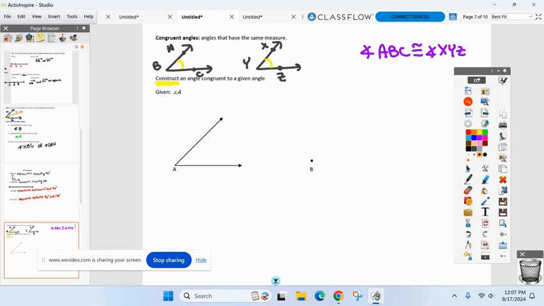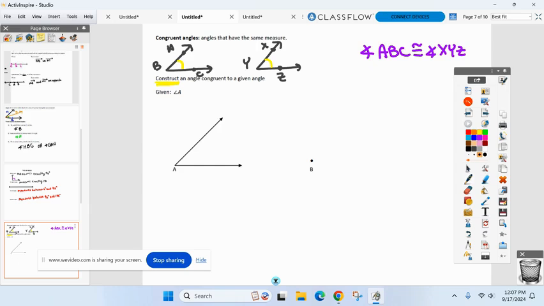Okay, we are going to make an angle that's the same measure as angle A, but we're going to do it on B. So everyone pick up your straight edge first. We need somewhere to do this construction, right? Because we're not going to do it on this one. We need somewhere to do our arc mark.